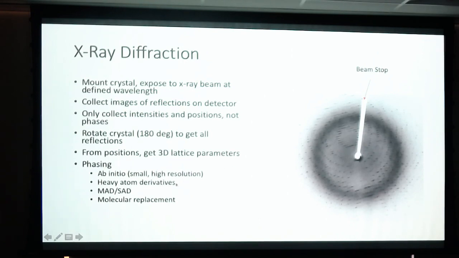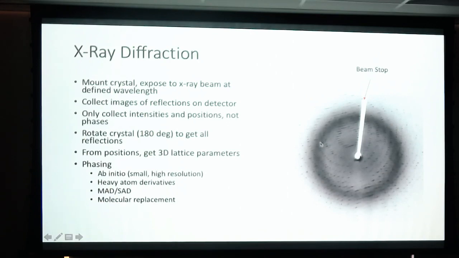Or what used to be used, and is still commonly used, is heavy atom derivatives, where you add some sort of lead or heavy metal to it, and from its scattering pattern you can get the phases and then work your way back to the phases of your protein. Or there's the MAD anomalous scattering techniques, where you look at different edge scattering of selenium, and you can get the phases that way.